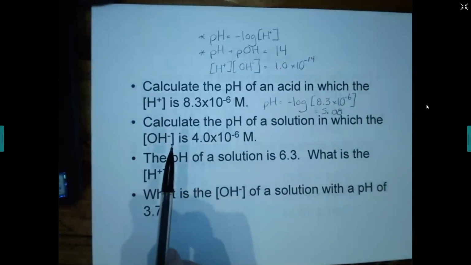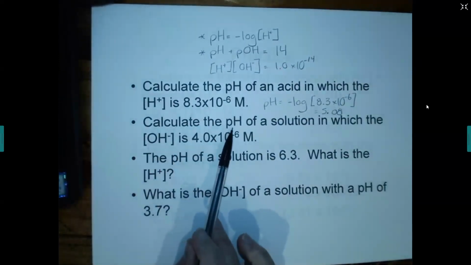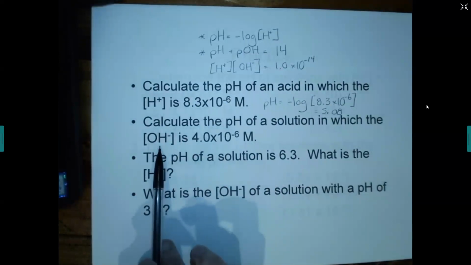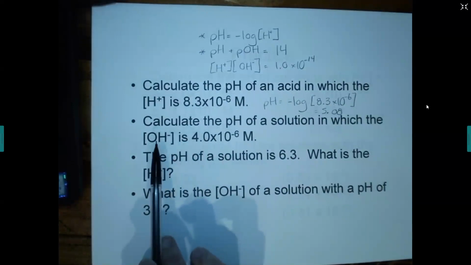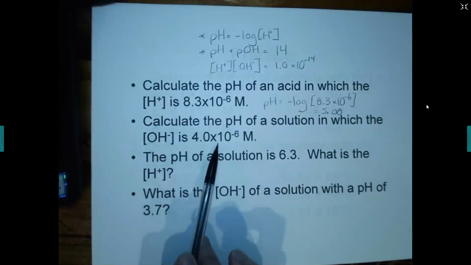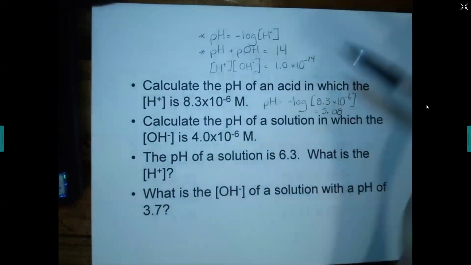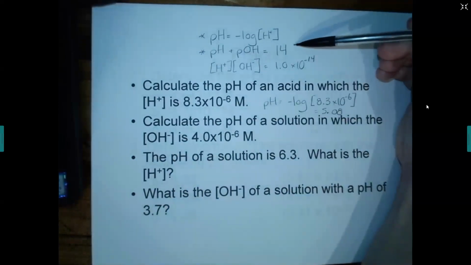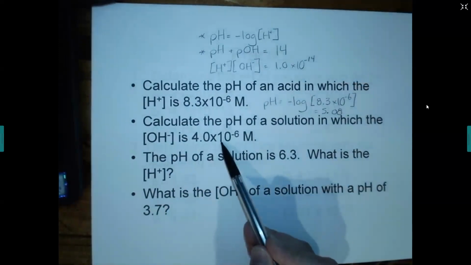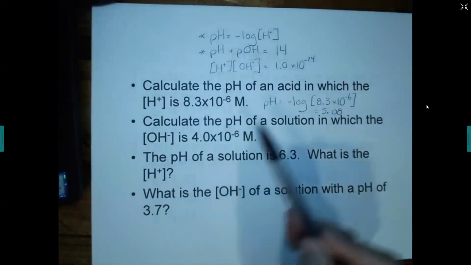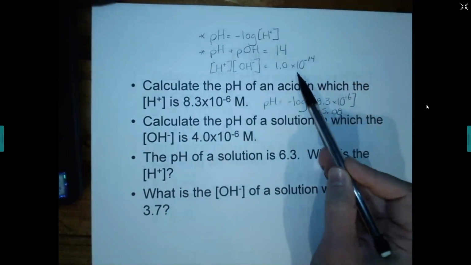All right, for the second problem, it says calculate the pH of a solution in which the OH concentration is this number. Since it's not the hydrogen concentration, we're going to have to use one of two things. You can divide this number into 1.0 times 10 to the negative 14, and then you will get a pOH.